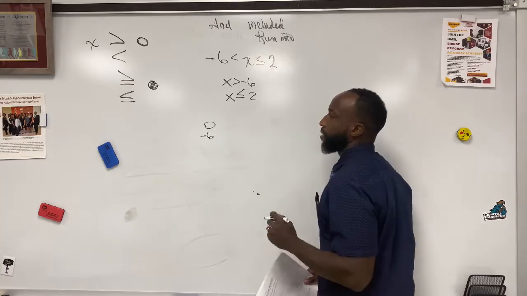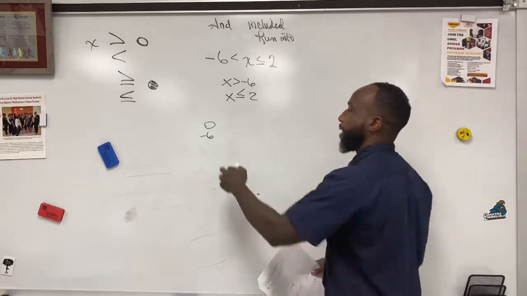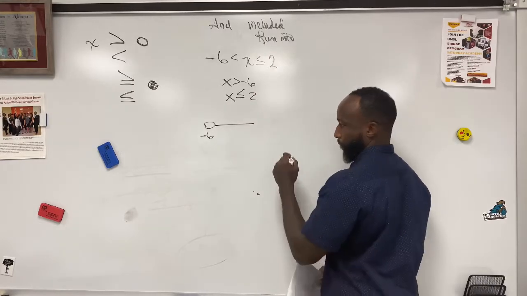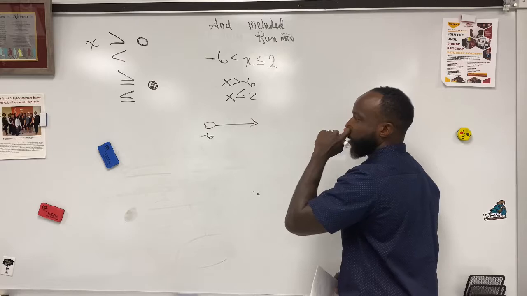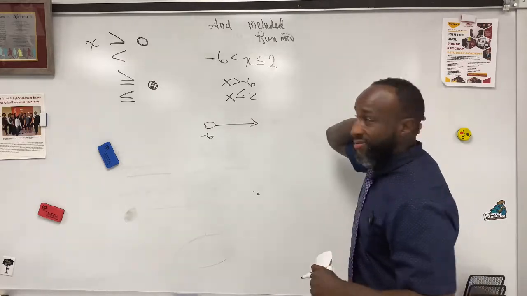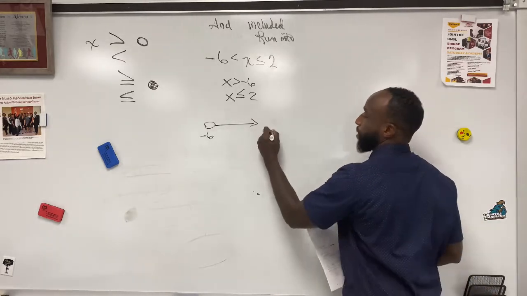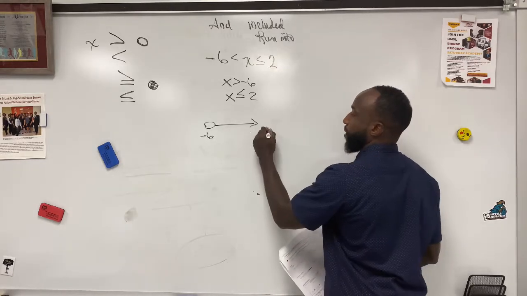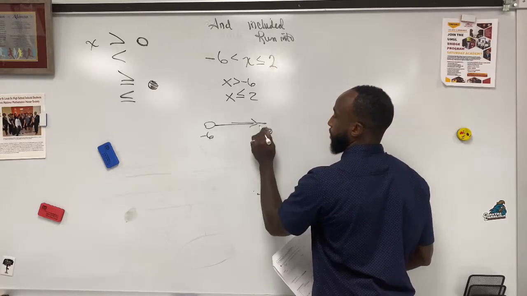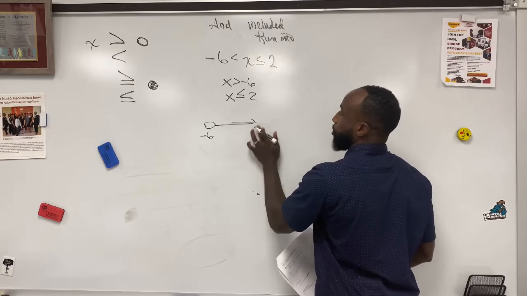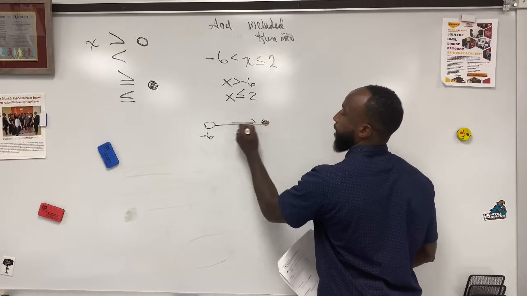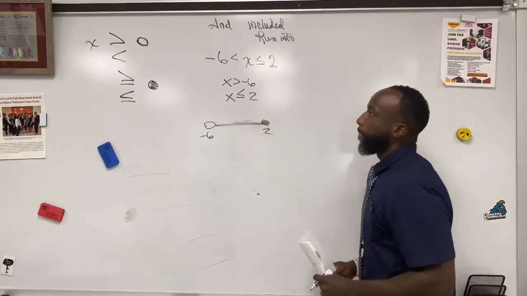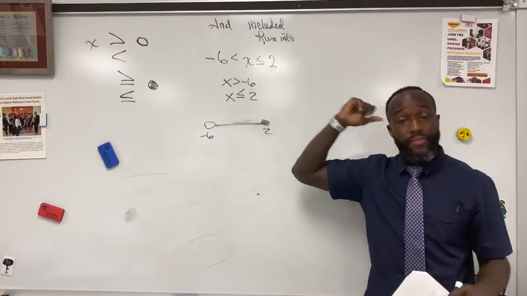So that -6, always start with the smallest number. So you got -6, greater than, open circle, and going this way, right? And then you got x is less than or equal to 2. 2's bigger, so we're gonna come over here. Less than or equal to, closed circle, and less than, so we're going that way. So essentially they don't run into each other like that, right? So you move the arrow and then draw the lines. This is an and compound inequality.